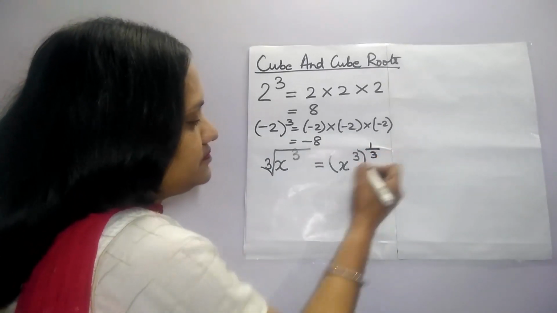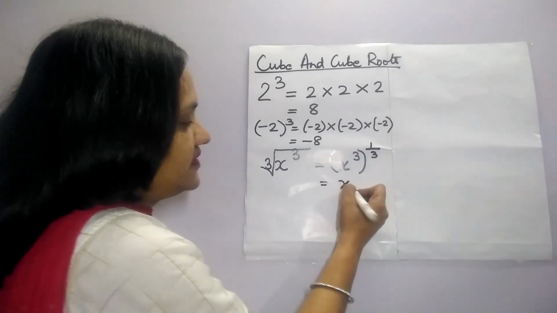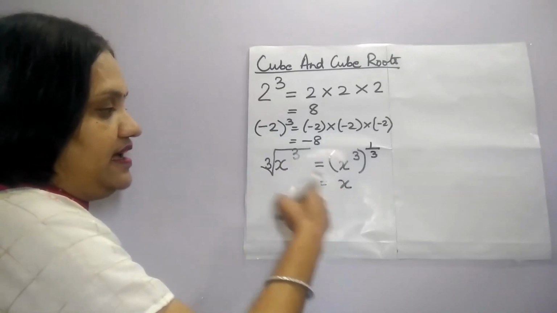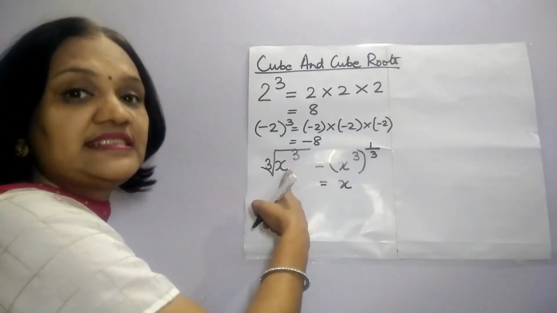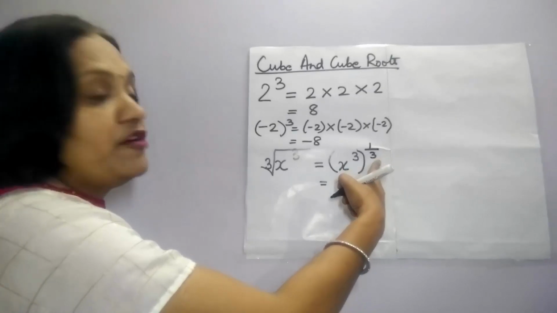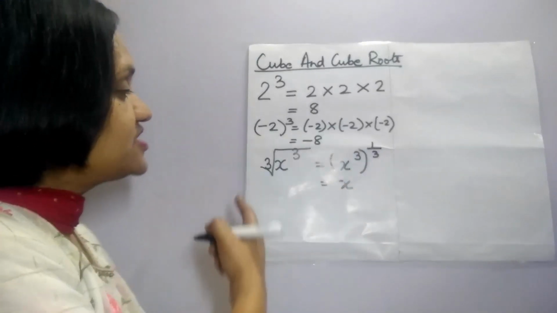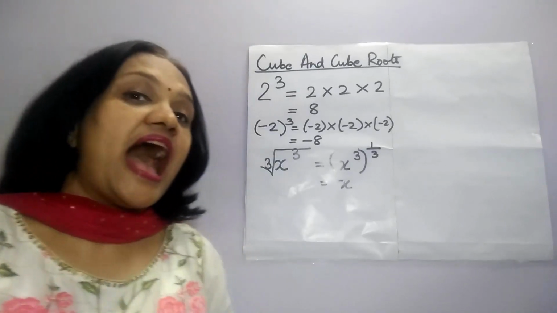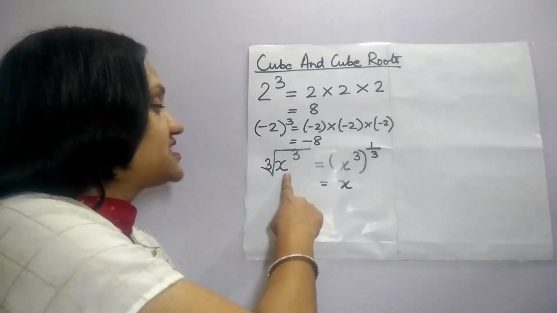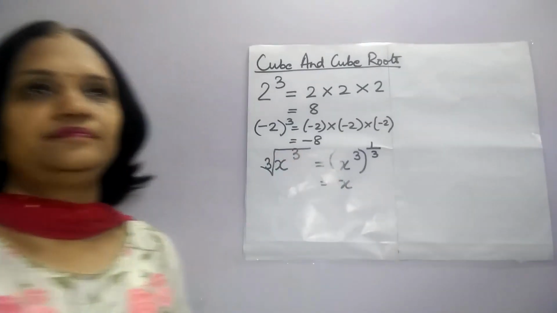So, if x cube is raised to the power 1 by 3, we are getting x. x cube is the cube of x and the cube root of x cube is x.